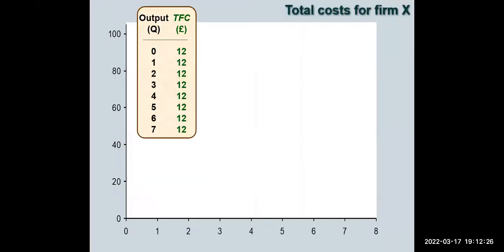Now look at this. The fixed cost is the cost that does not change with the level of output. You can see here the table. When the output is 0 unit, your fixed cost is 12 pounds. When your output increases from 0 to 1, still your total fixed cost remains the same. And your total fixed cost remains the same for all units up to 7, or it can go even further. But your total fixed cost is not changing.